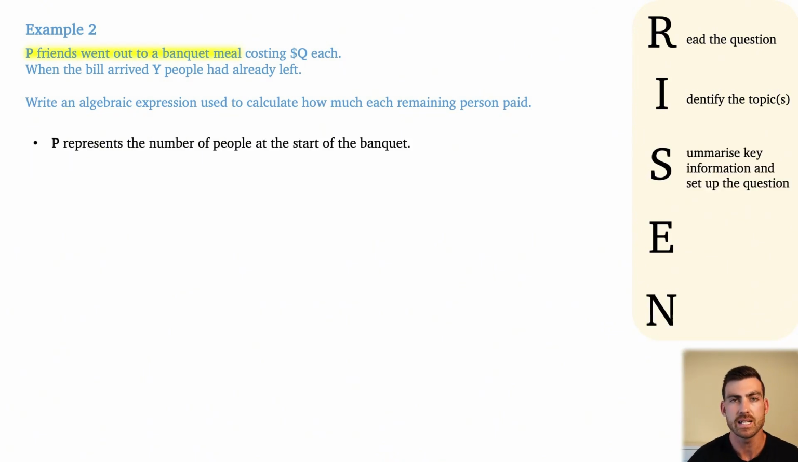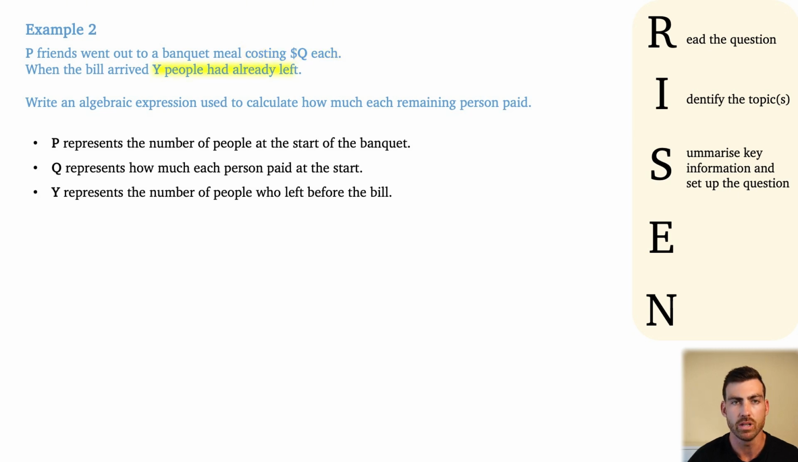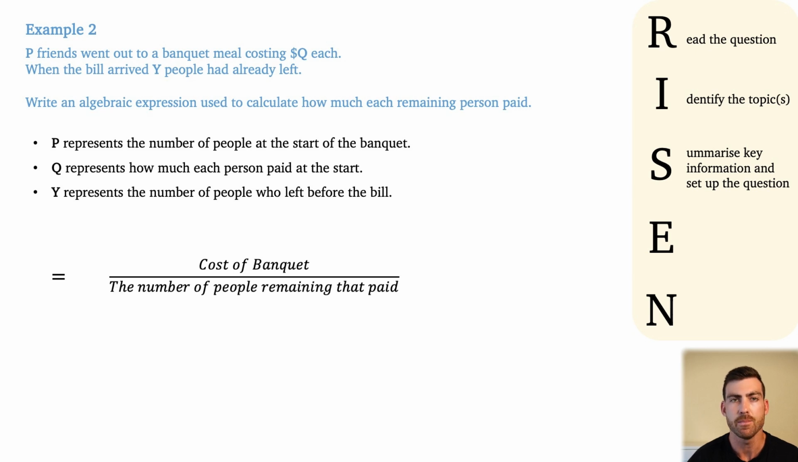P represents the beginning number of friends. Q represents how much each person paid at the start. Y represents the number of people who left before the bill. Now, reading the story to write an algebraic expression that represents how much each remaining person paid, we need to know how much the banquet costs, then we divide it by how many people were remaining. Firstly, figuring out how much the banquet costs, well, this is the number of friends times how much it will cost each friend. This is P times Q, which represents the total cost of the banquet.